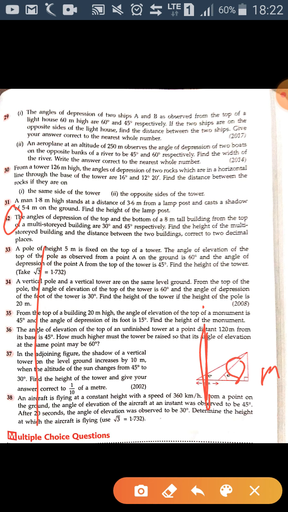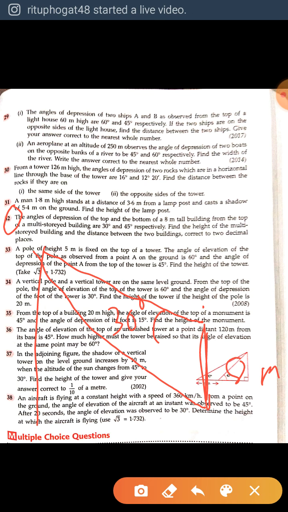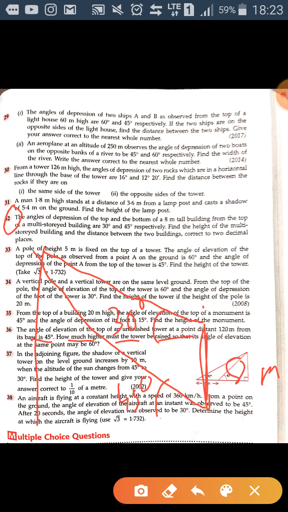Yes, it means if you look from the top of the building, then this angle is 30 degree, and if you look at the top of the tall building from the bottom of the small building, then you will get that this angle is 45 degree. Okay, so let me make a dotted line over here to make it a triangle. Understood? So this is your figure, and you are supposed to find the height of this multi-storied building and the distance between the two buildings.